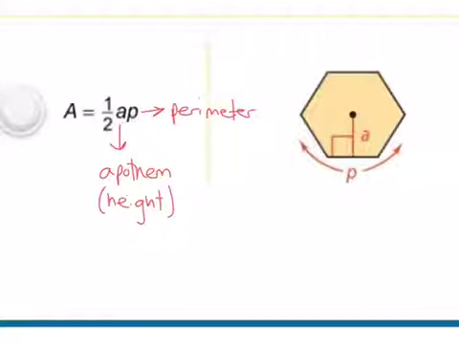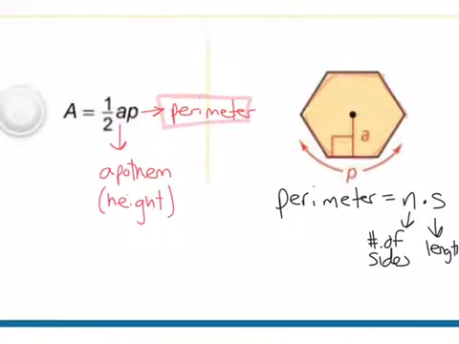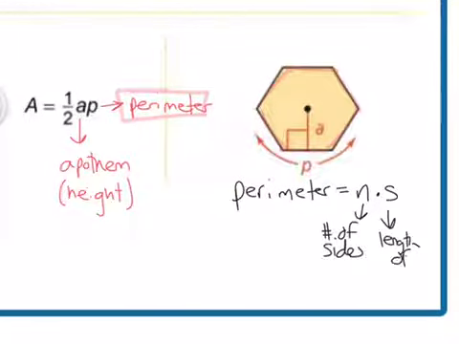And so if I am trying to find this perimeter, which means the distance around the polygon, there's a special formula to help me get that. What we're going to say is that the perimeter is going to equal N times S. N is going to be the number of sides of the polygon, and S is going to be the length of one of the sides. And so we're going to practice this in the next example.